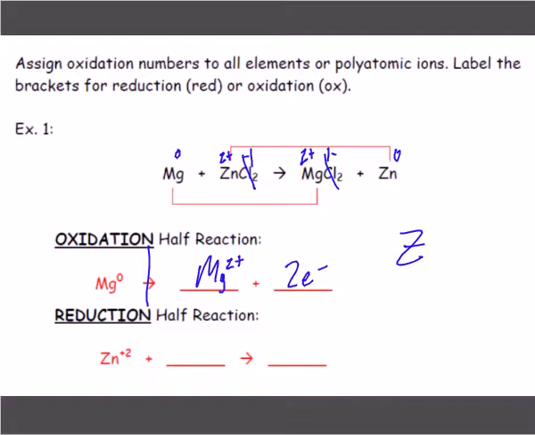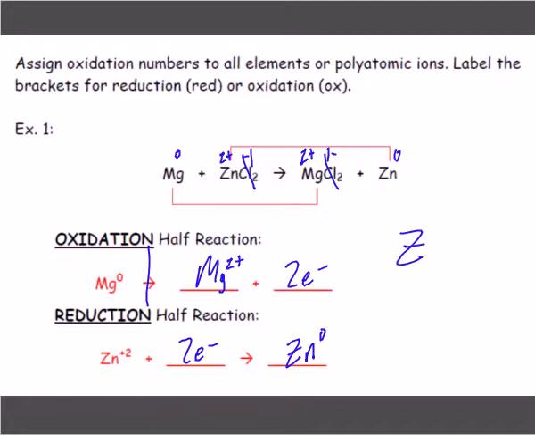Gain electrons. So if you're gaining them, guys, they are like a reactant. So now over here is going to be our new species, zinc 0. Well, how did it go from +2 to 0? It gained 2 electrons. Okay?